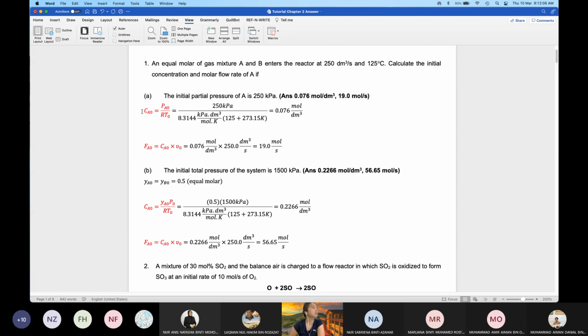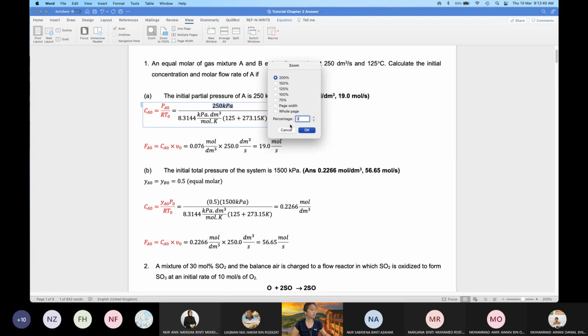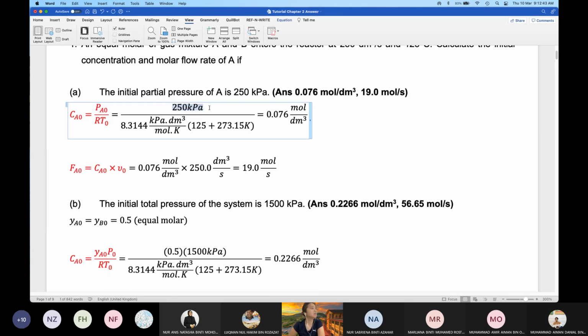If you remember, the equation is given as CA0 equals PA naught over RT naught. So the concept is: I want to find the initial concentration of A, which is equal to the initial partial pressure of A divided by R, the gas constant, multiplied by the initial temperature, T naught. Okay, straightforward, this is not that difficult. PA naught we know is 250 kilopascal as given in the question. Okay, so PA naught is given as 250 kilopascal.